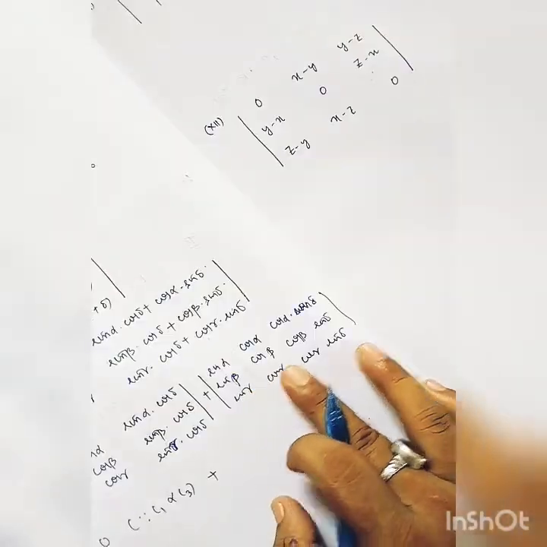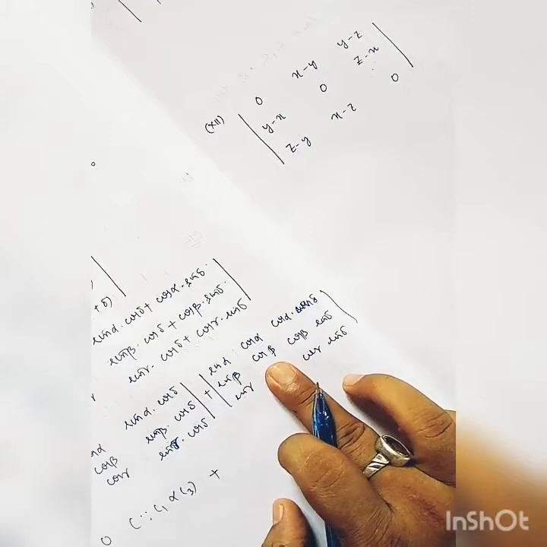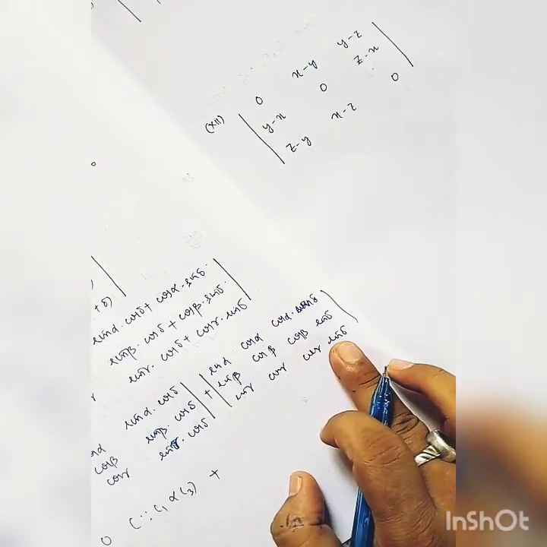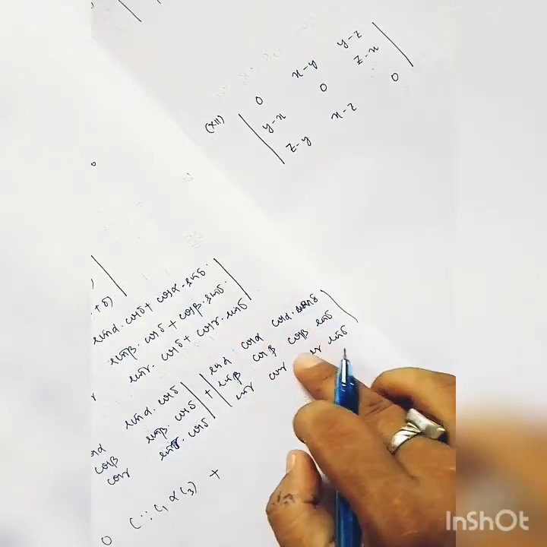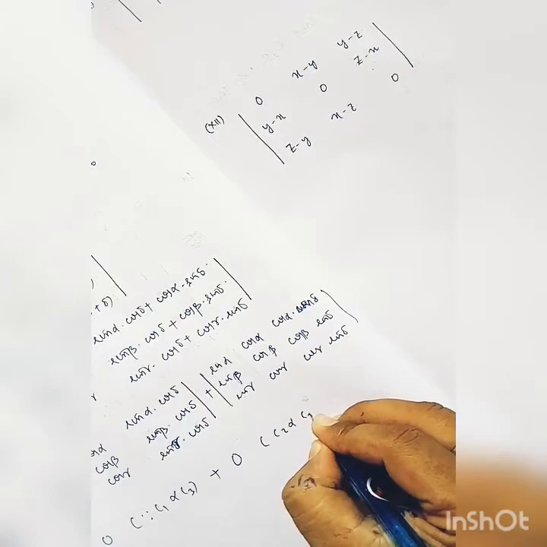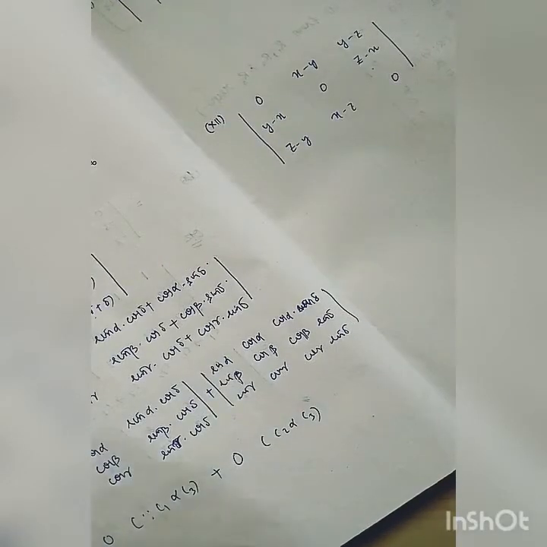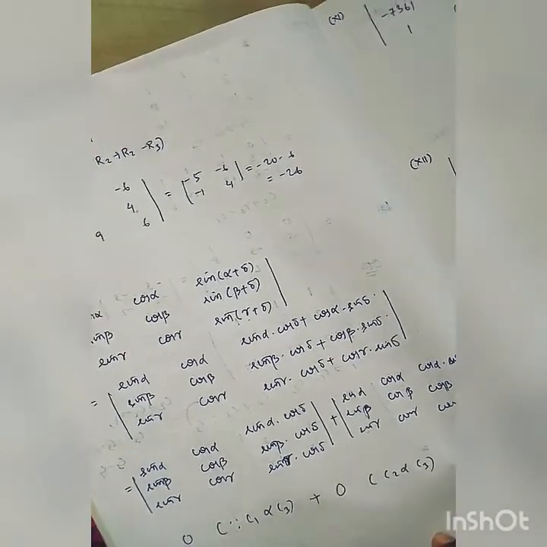Again, the determinant of this is equal to 0, since the second column and third column are proportional. That is, if you multiply sin delta in column 2, we get column 3. That is, this is equal to 0, since column 2 is proportional to column 3. So the determinant of this is equal to 0. So without expanding, you can evaluate this determinant.